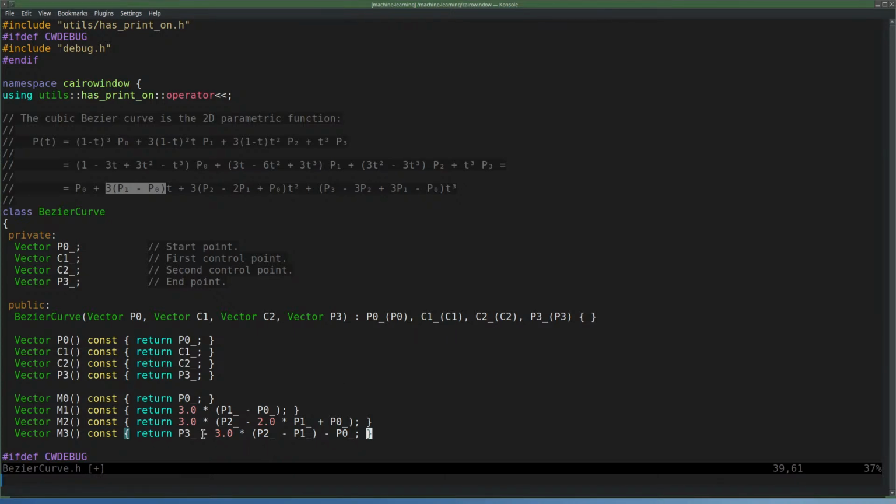Yeah, mine is 3 times P2 and plus, so minus minus 3 times P1 minus P0 plus P3. 3 times P2 minus that plus that. What is this? Minus P0 times 3. Okay.